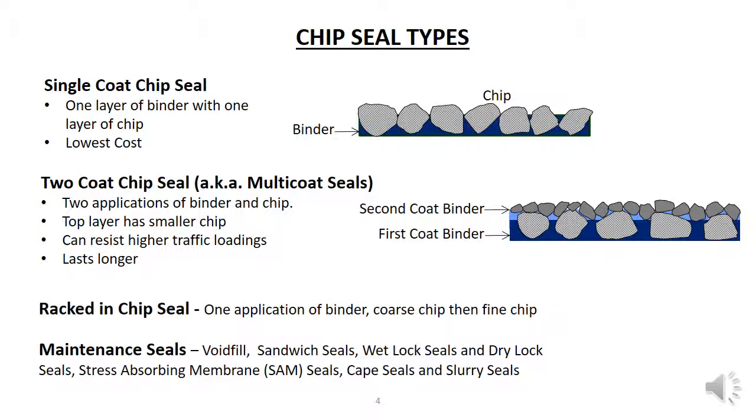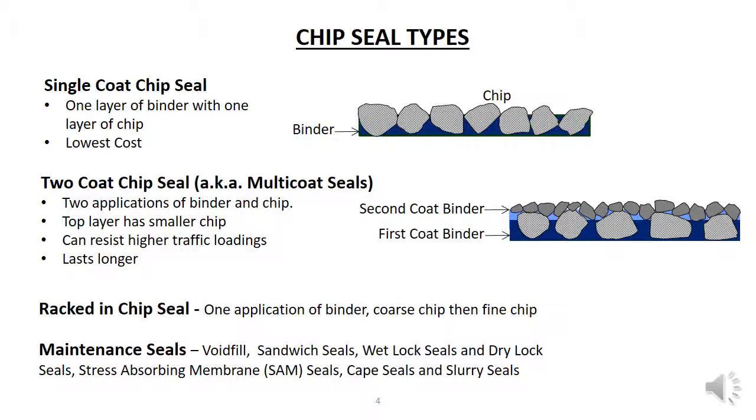The remaining depth of binder is then laid and a layer of smaller chip applied at a rate that allows the smaller chip to wedge down into the gaps between the coarser chip and form an interlocking layer of chip, as shown in the illustration in the middle. The surface is then rolled to lock up both layers.